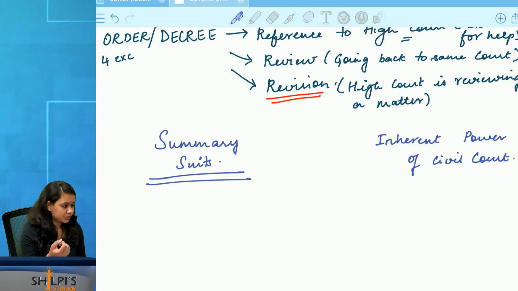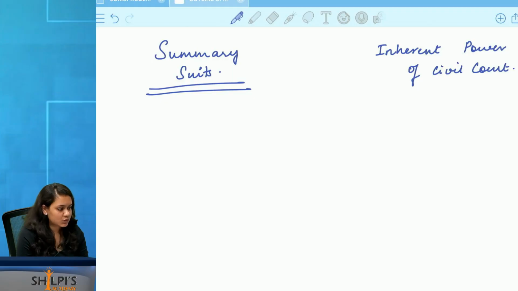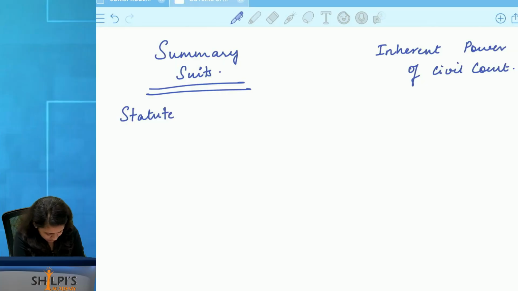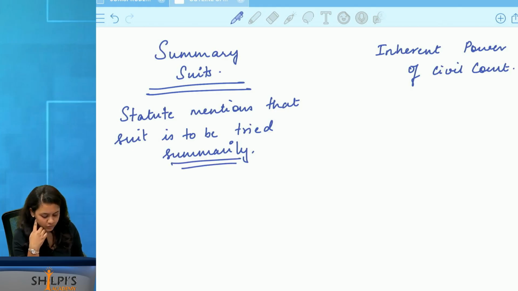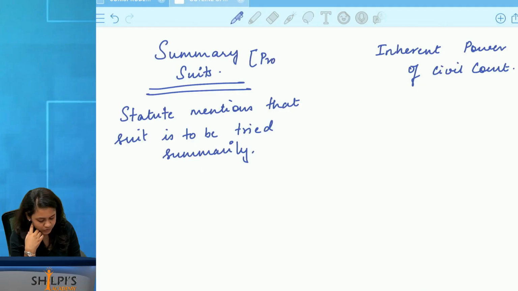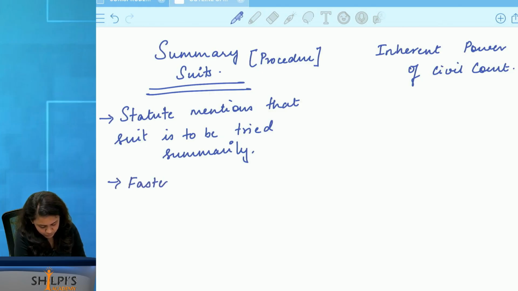What are summary suits? Summary suits are basically those kind of suits where first the statute has decided, the law itself is saying, that this suit has to be decided summarily. So basically, summary suits is a certain type of procedure. It is a faster way to dispose suits.